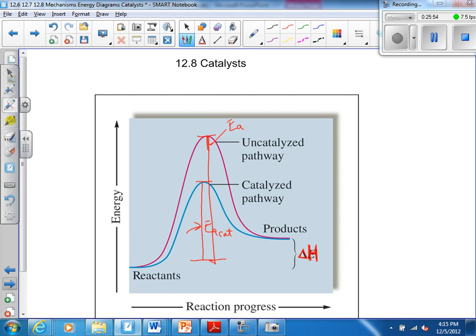The catalyst does not affect delta H. Very important to note. The catalyst does not affect delta H. And that's it.